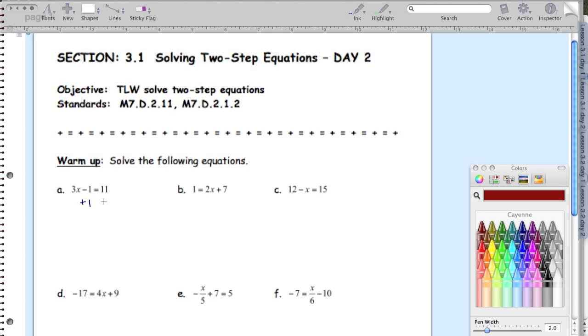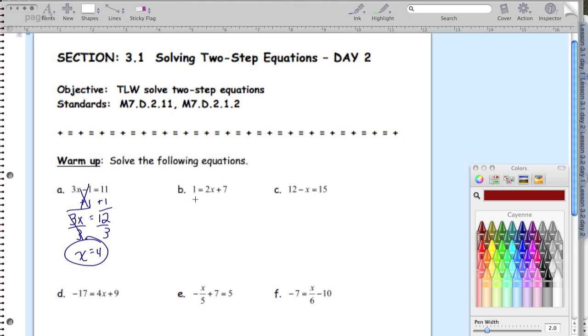I'm going to add 1. I'm going to do plus 1 on both sides because that's the inverse. This is a negative 1, positive 1. So my 3x comes down. Those cancel out. Over here I have 12. 3 is being multiplied by x, so the inverse is to divide. And I get x equal to 4.